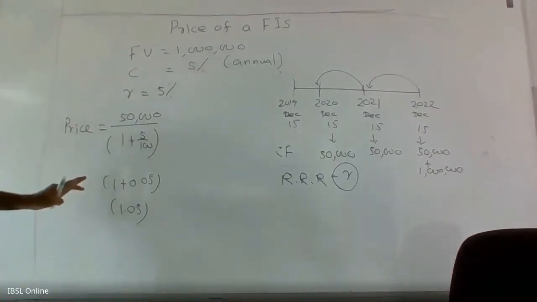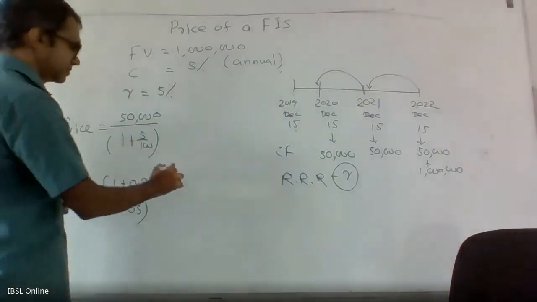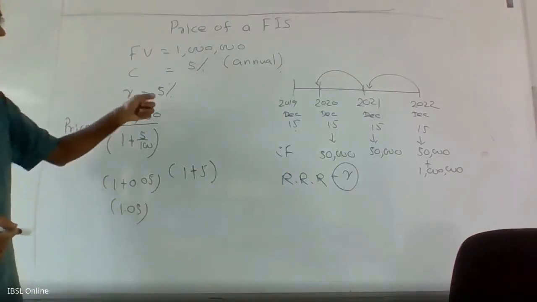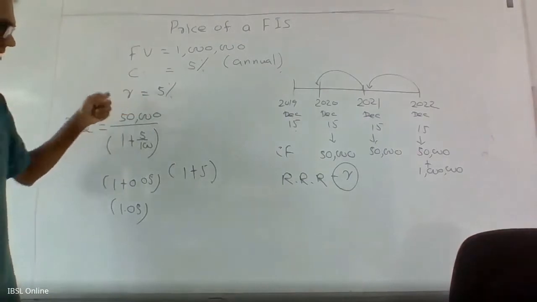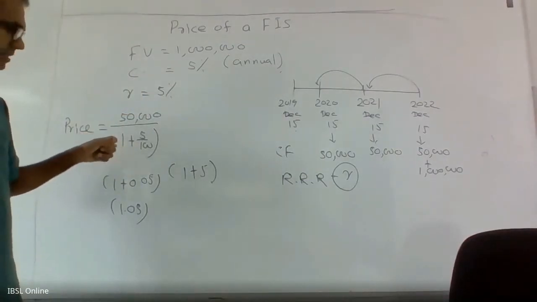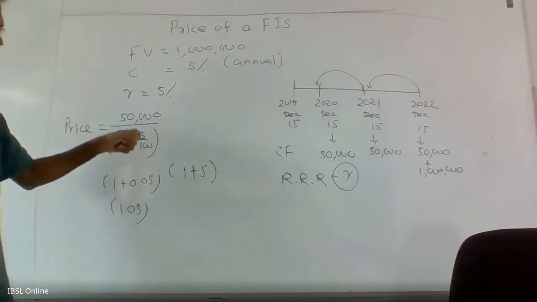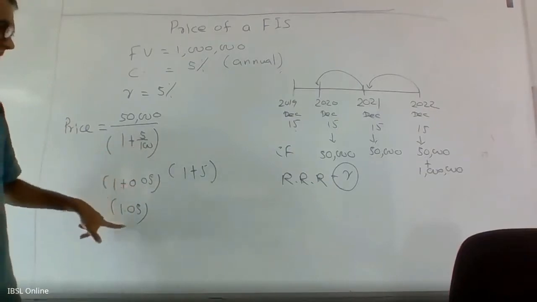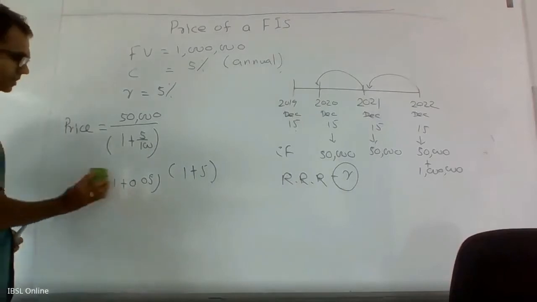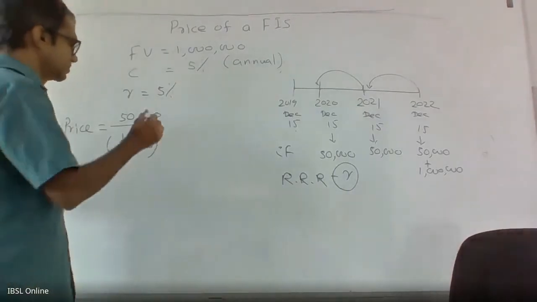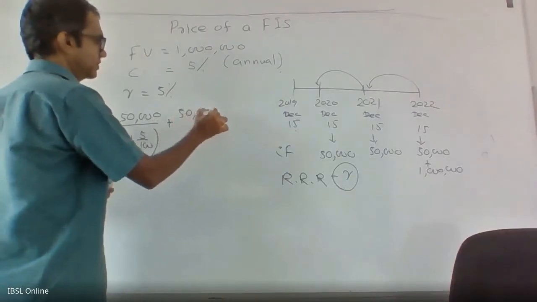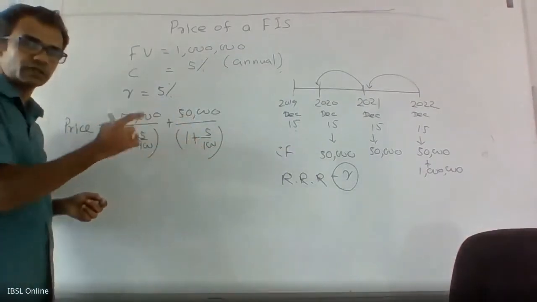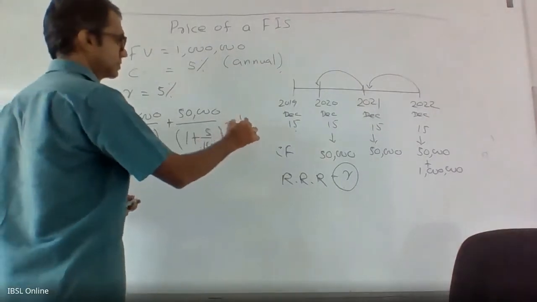But be careful. Don't write it as 1 plus 5 because R in the equation is a percentage figure. So you have to substitute it into the equation as a decimal. Either write R divided by 100 or make it decimal. So remember that one. Then the second cash flow again 50,000 divided by... Now we have to discount this cash flow, but for 2 years.